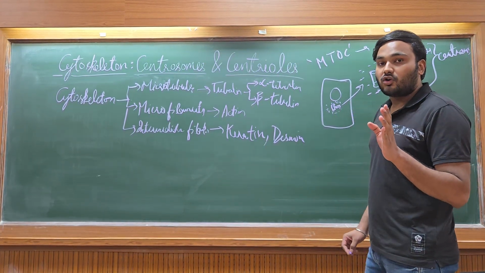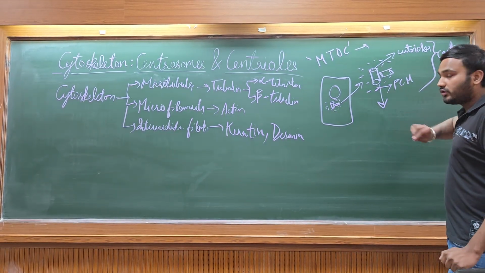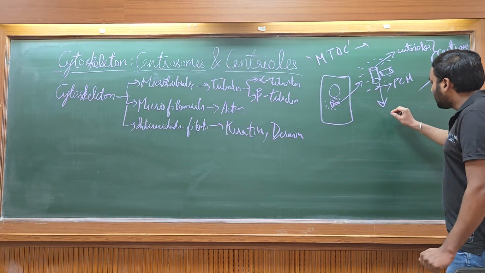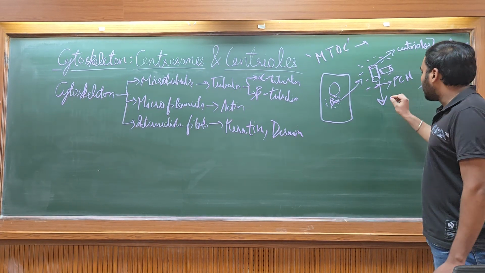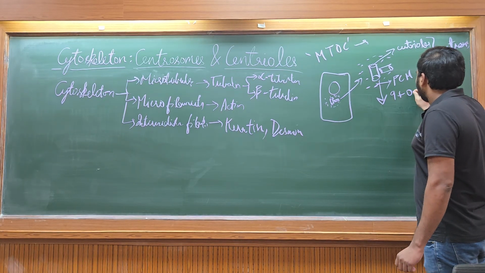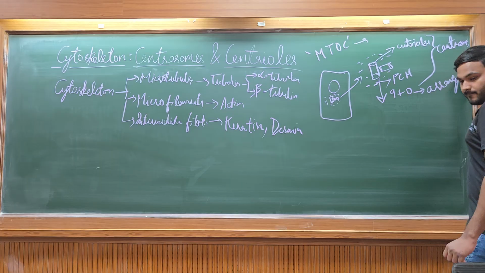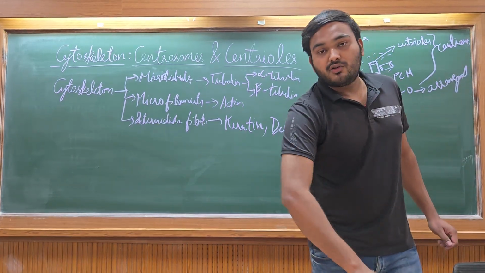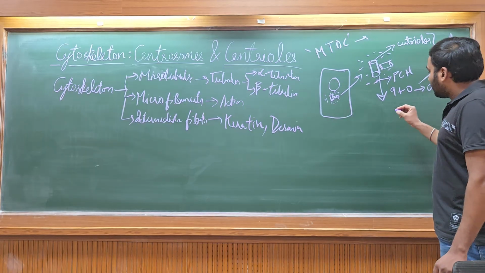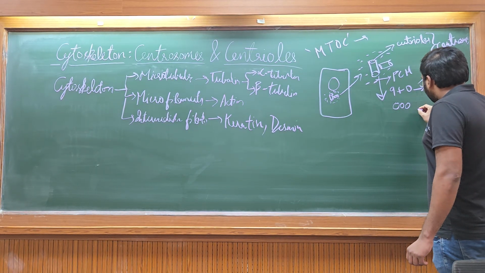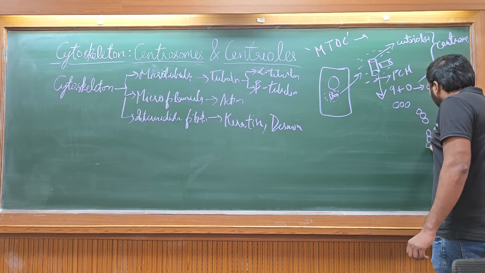Now when we see a cross-section view of a centriole, we see that centrioles are arranged in a 9+0 arrangement. Why am I calling this a 9+0 arrangement? We will discuss it further. Here we see that centrioles are made up of 9 triplets, peripheral triplets. They are present at the periphery.